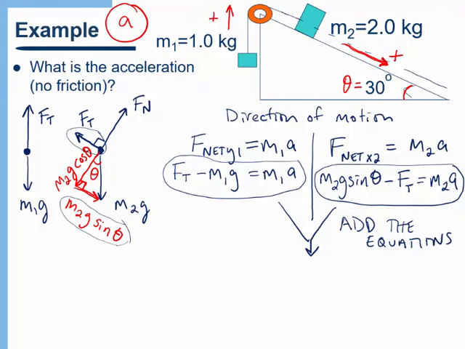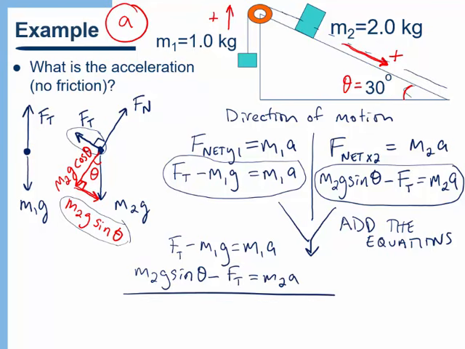So we have Ft minus m1g equals m1a, and we have m2g sine theta minus Ft equals m2a. You'll notice that when we add these, we see that the Ft's cancel out. And again, that's why we do this. It's our check. Any of those internal forces, or what are effectively action-reaction pairs, should cancel out when we look at the two objects together as one object.